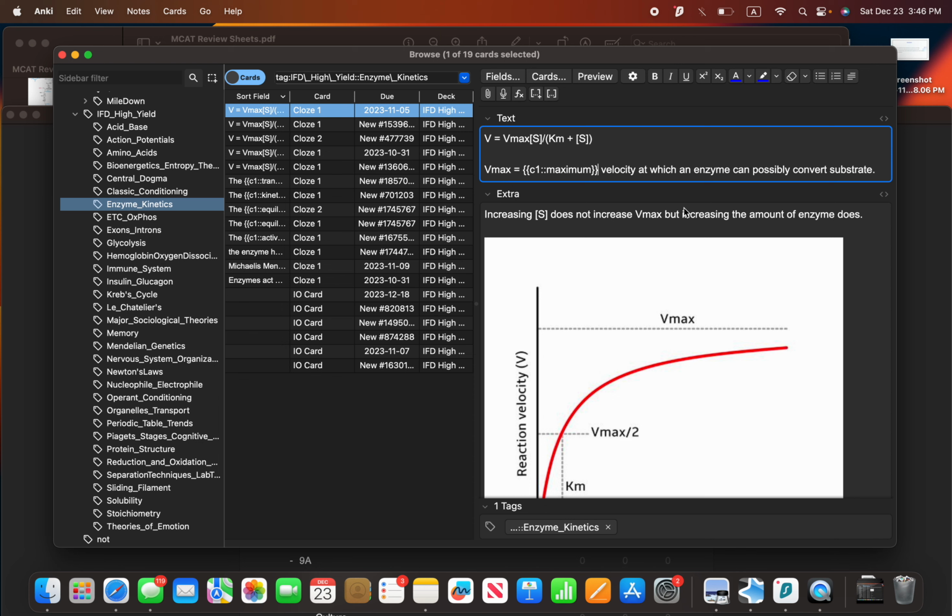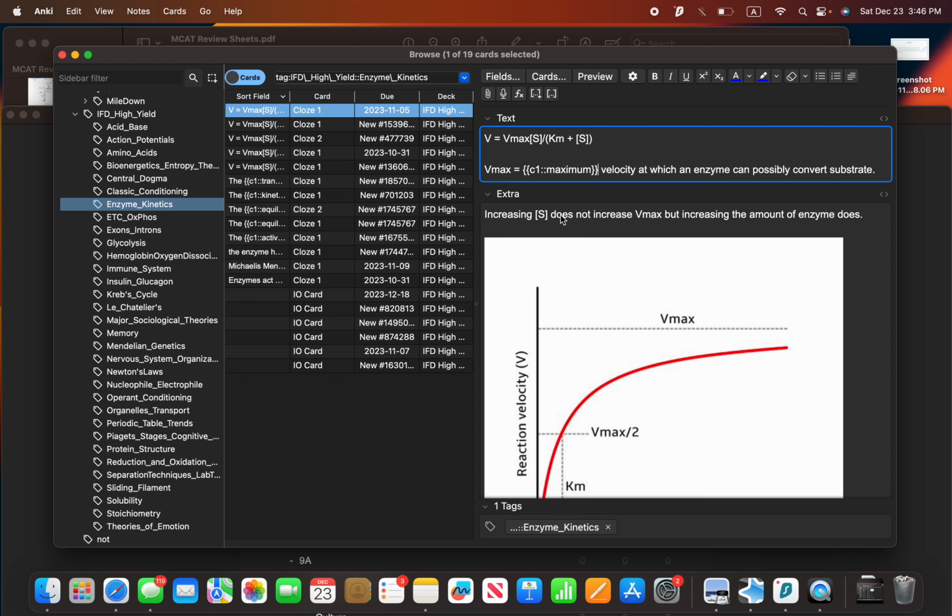Vmax is the velocity at which an enzyme can possibly convert substrate. It is the maximum velocity. So we are talking about speed here. And speed in physics terms is distance over time, right? So the more speed you have, it means that you are covering more distance over time.